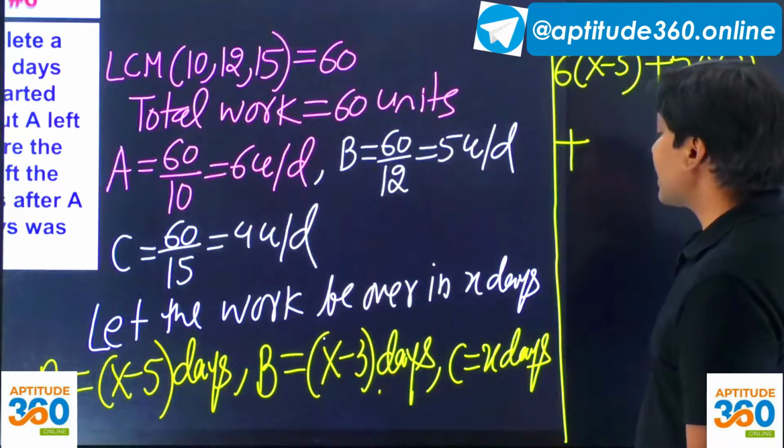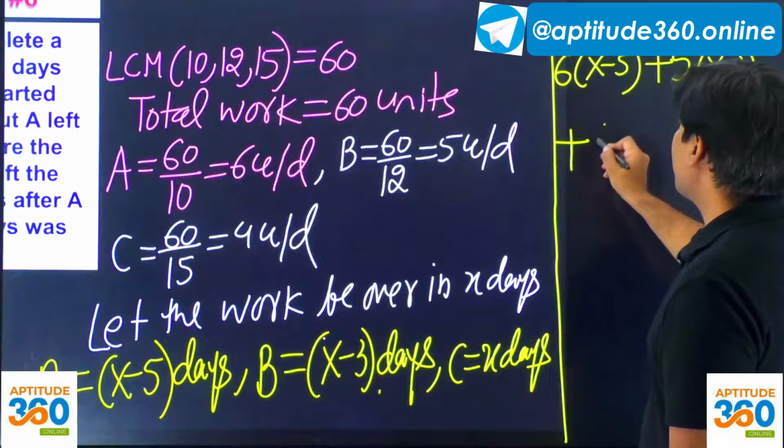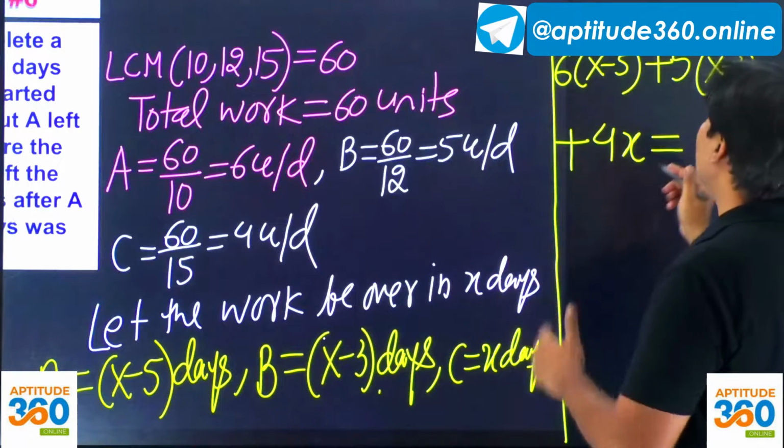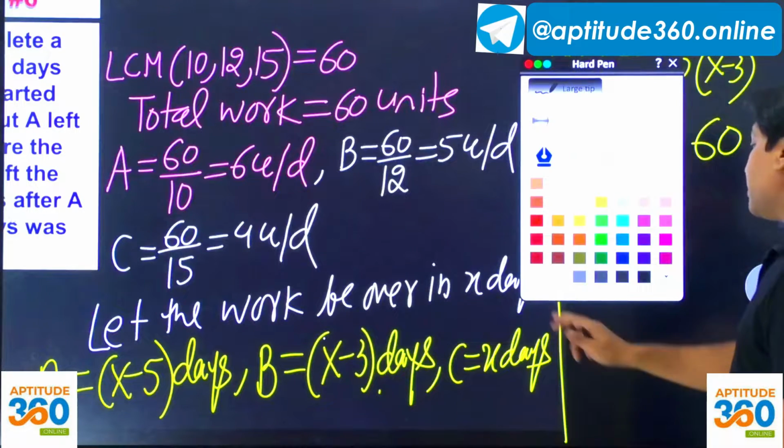What is going to be the entire work of C? The entire work of C is going to be coming out as 4 times x, and I would say that this is the entire work, which is 60 units. Can we simplify this? Yes. Please do that on your own.